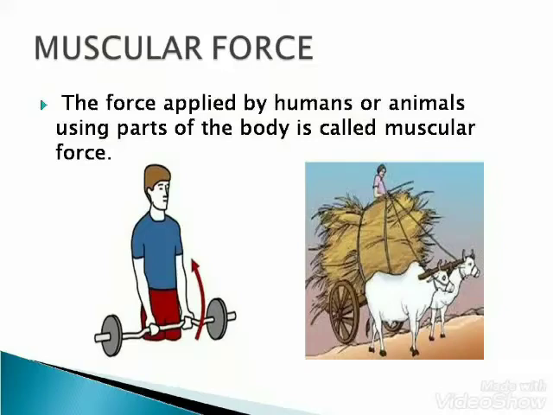In the picture given, the first picture, a man is doing some exercise. So he is using his muscles. Animals also make use of muscular force to carry out their physical activities and other tasks. Since muscular force can be applied only when it is in contact with an object, that's why we are saying it is a contact force.